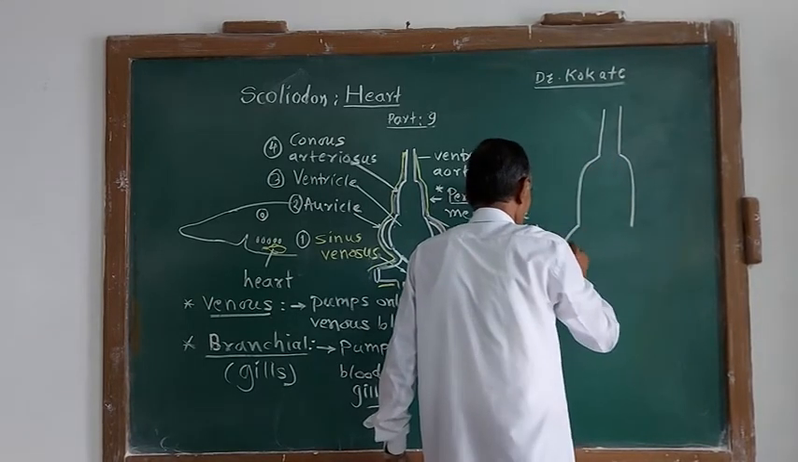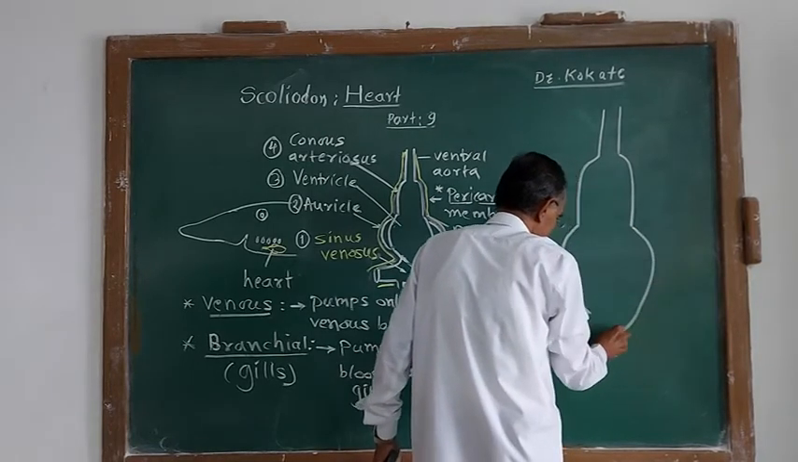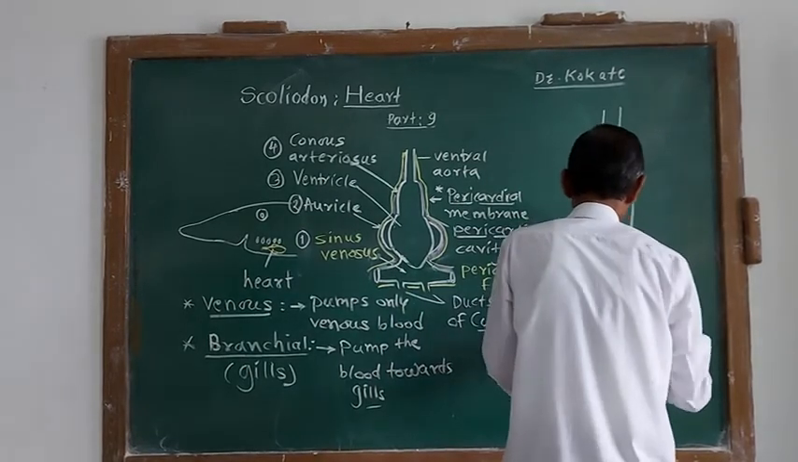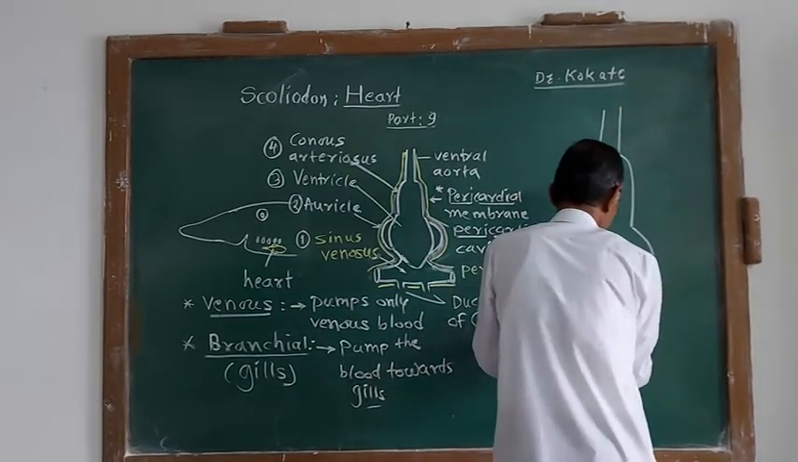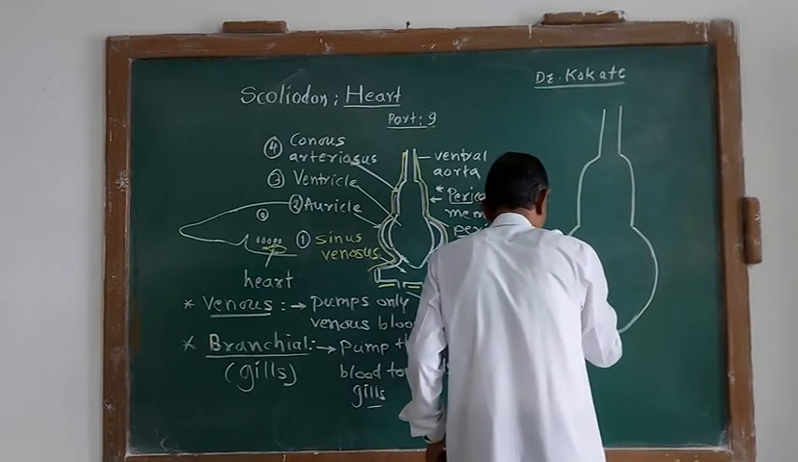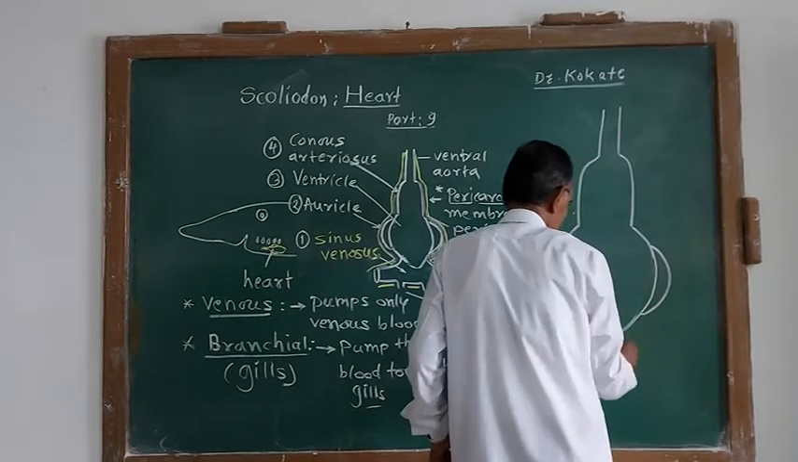This is the structure known as... Now you are familiar with this conical structure. This is known as the ventricle. And what is this? I will draw the matter. This is known as an auricle, which is behind this, dorsal to this, a single chamber.